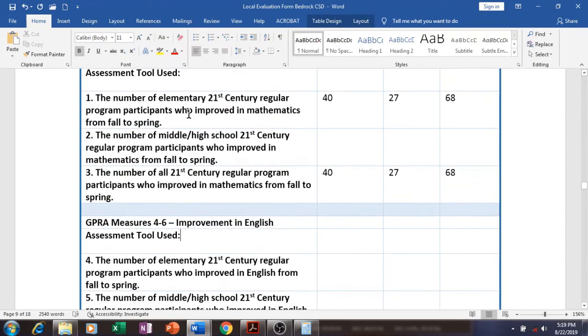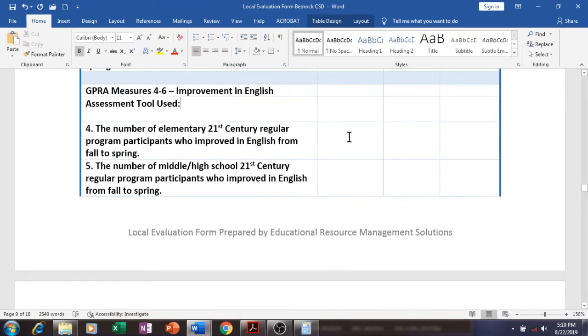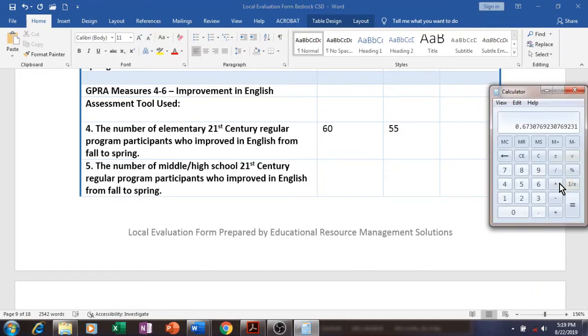Just like we did in the math section, we type in the number of elementary regular program participants who needed improvement. Let's say it's 60, and we did a bang-up job. 55 of them improved, which means we take our calculator.